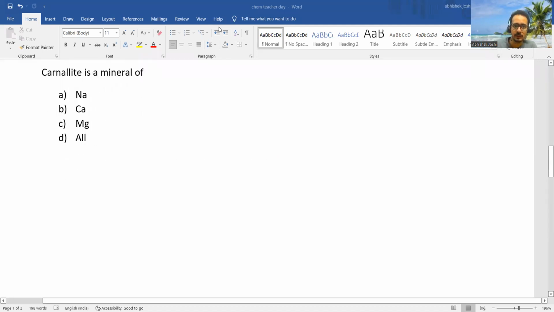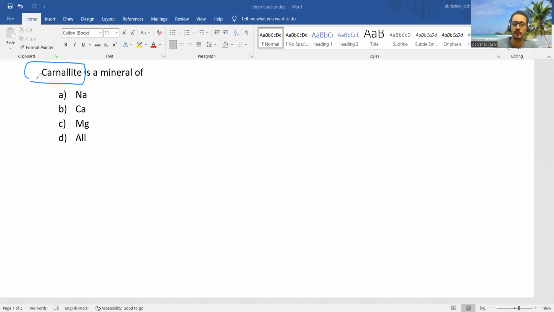Now the question here is, carnallite is a mineral of which element basically? Sodium, calcium, magnesium, or all of the above? The correct answer would be magnesium. So basically it is a compound of magnesium and potassium.